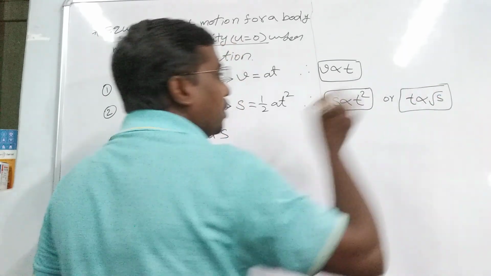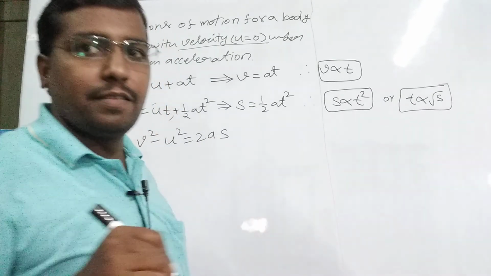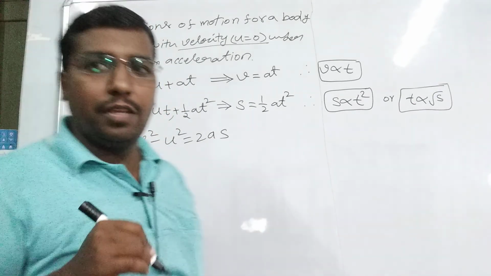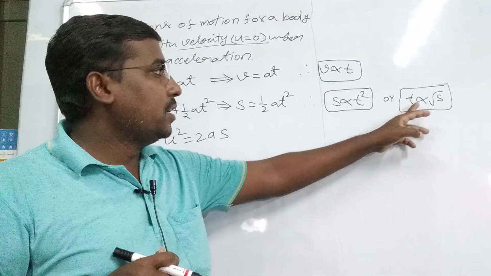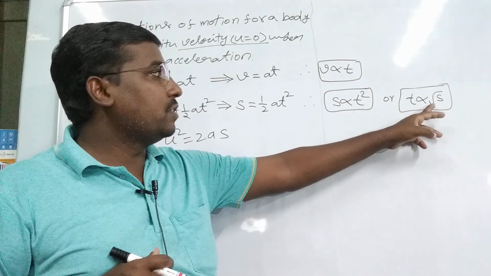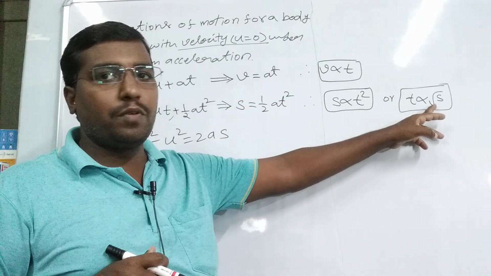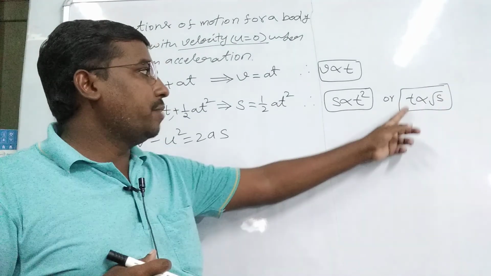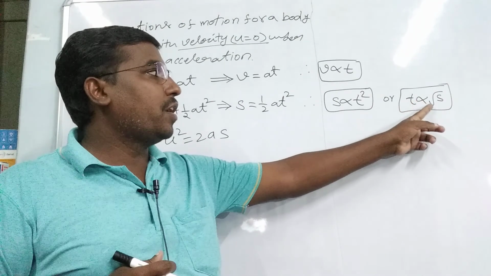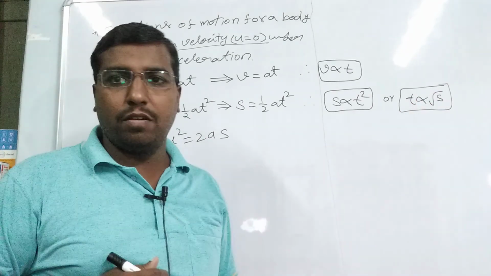T is proportional to root s. That is, the time is directly proportional to the square root of the displacement or distance.